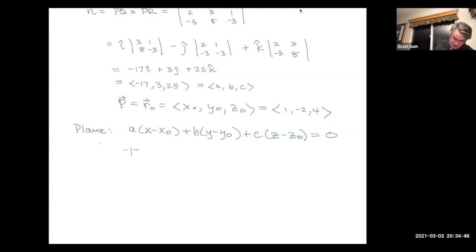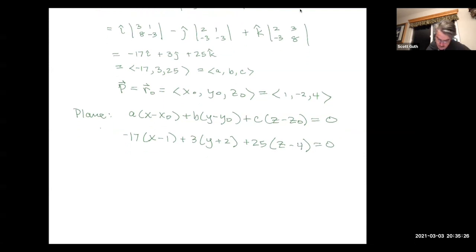It's negative 17 times X minus one, plus 3 times Y minus negative 2, so that would be Y plus 2, plus C, so C was 25, so plus 25 times Z minus Z naught, oh boy, minus 4 equals 0. This can be a bit of a mess.